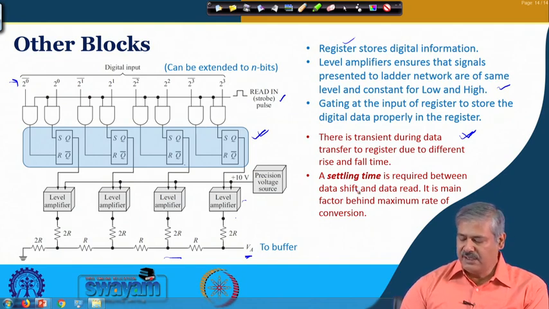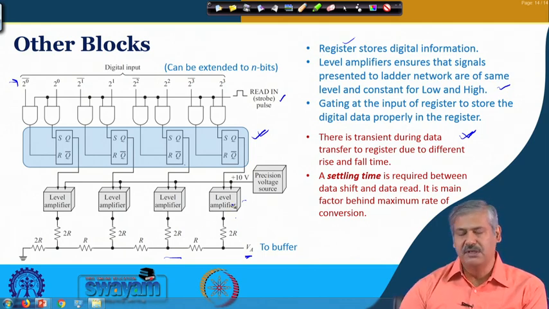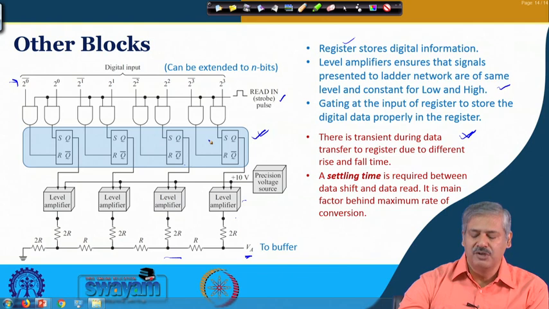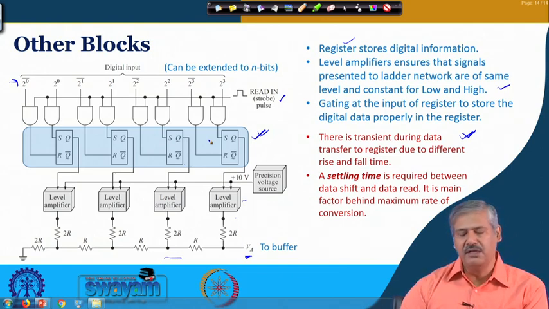Now, a settling time is required between data shift and data read for these flip flops or the register that is there. Once it settles and conversion is done, you can read another data. This is the primary factor behind the maximum rate of conversion that is possible using a DAC. Is it clear? Because for these registers or flip flops inside, there is a finite rise time and finite fall time. So, these need to be considered in deciding the maximum rate of conversion of a DAC. Is it fine? Okay.